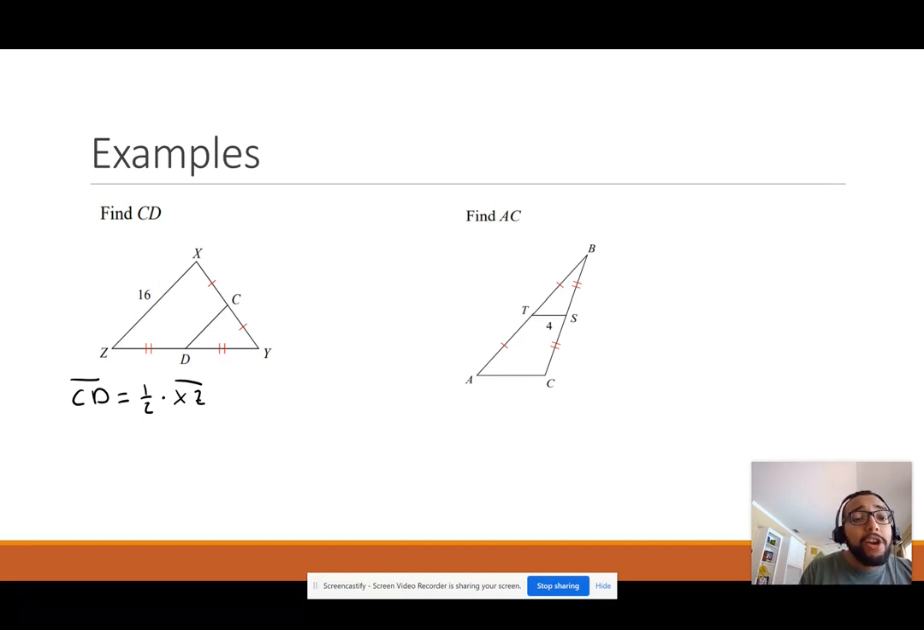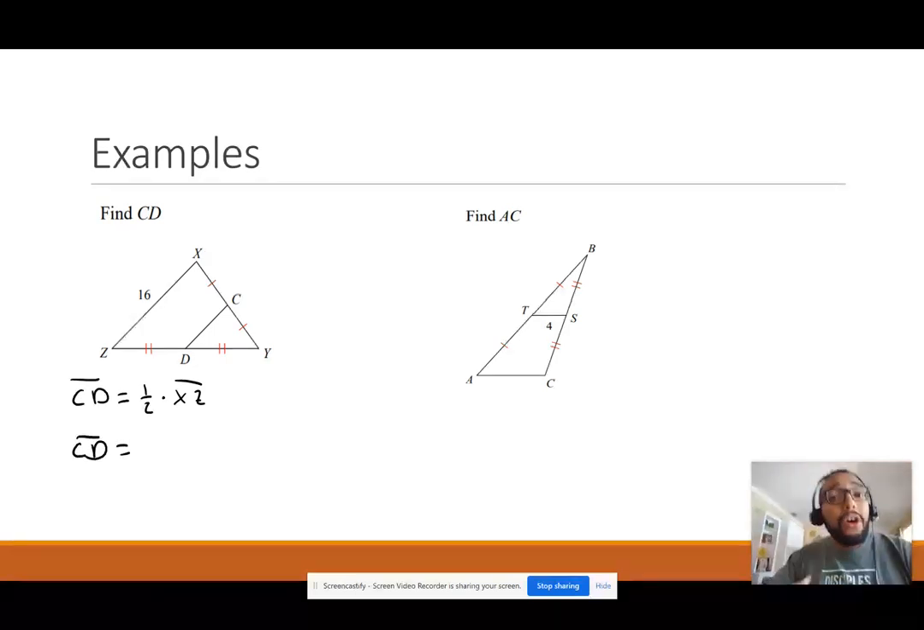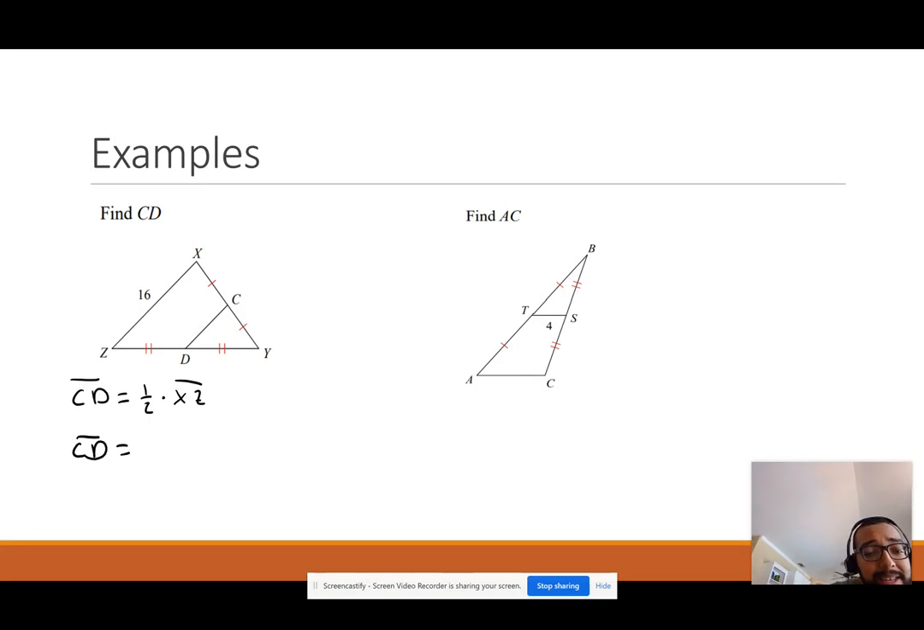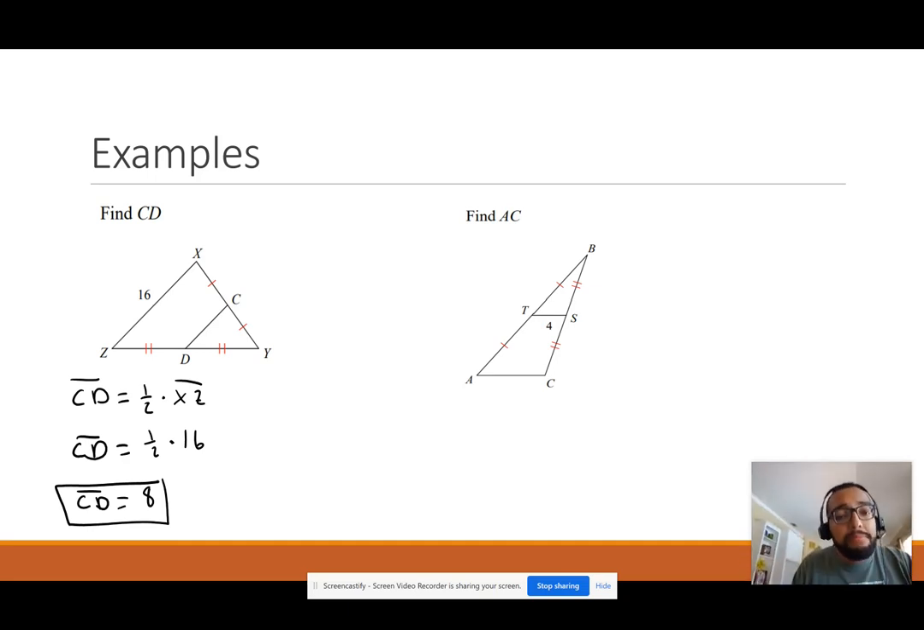That being said, I know some of this stuff, and I'm trying to look for CD. That is my goal. I know that XZ is 16. So to find CD, I do 1/2 times 16, which is the same thing as 16 divided by 2, which we know is 8. I don't have units in this case, so I'll leave it like that. That's all we're doing here. We're just trying to find the length of the mid segment, and we saw that the mid segment is half of the triangle's base. Same thing for AC.